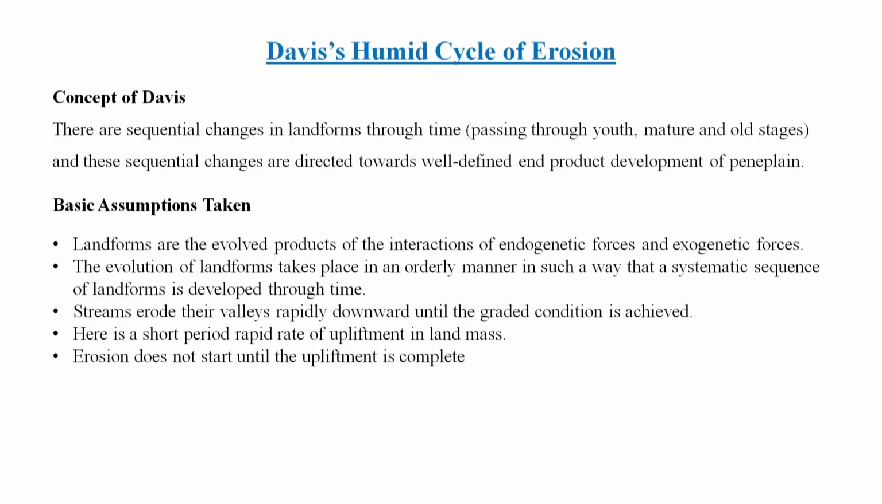Endogenetic forces are the forces involved in the movement of a stream. Exogenetic forces are, for example, when you have created a dam somewhere, or some natural pooling of water is happening somewhere, due to a landslide. Some river pooling happens because you are restricting the flow of the river in some part of the channel, and a natural pool gets developed. So the evolution of landforms takes place in an orderly manner, in such a way that a systematic sequence of landforms is developed through time.